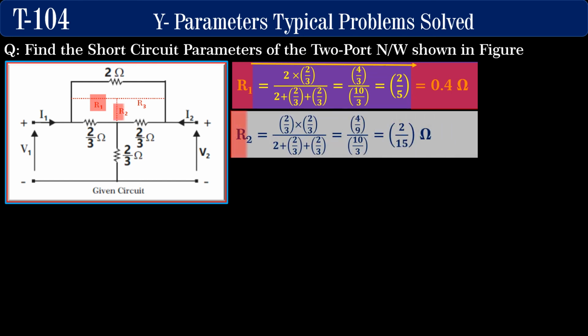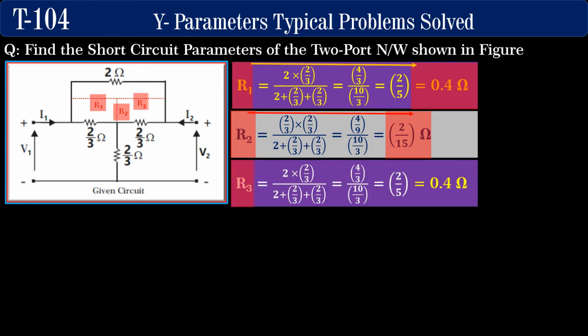Similarly, R2 is equal to 2 by 3 into 2 by 3 divided by 2 plus 2 by 3 plus 2 by 3, and by solving we get R2 is equal to 2 divided by 15 ohm. Similarly, R3 is equal to 2 into 2 by 3 divided by 2 plus 2 by 3 plus 2 by 3. By solving, we get R3 is equal to 0.4 ohm.